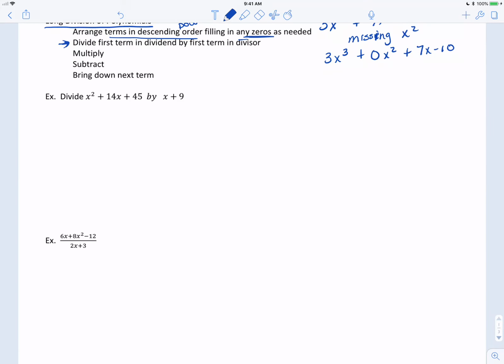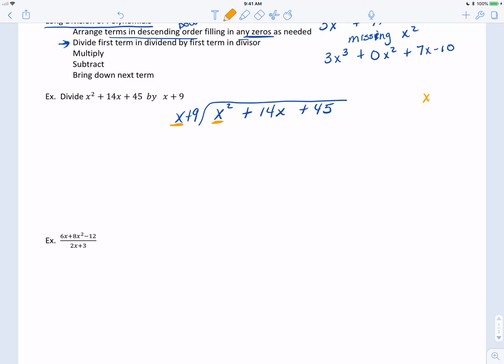So let's do an example. All right, so we have x squared plus 14x plus 45, and we are dividing that by x plus 9. And basically what they're asking is, is x plus 9 a factor of that x squared plus 14x plus 45? And if we have no remainder, then it means that it is. Okay, so like I said, we're trying to just match these first terms. We don't care what this x plus 9 is. All we care about is that that's an x. And we want to make it match the first term here.